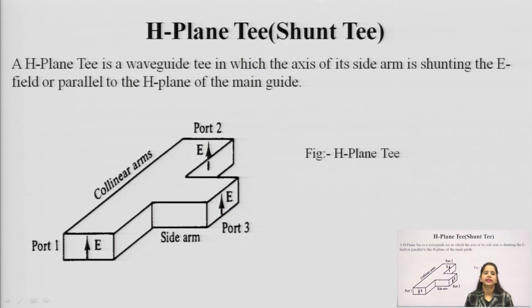Now the H plane T, that is also called as shunt T. The H plane T is basically again opposite of the E plane T. In the E plane T, the side arm is constructed in the direction of the electric field of the main waveguide. So, the axis of the side arm is shunting the E field, or parallel to the H plane of the main guide. In the first one, the E plane T, the side arm is parallel to the E plane of the main guide or the electric field, and here the H plane.